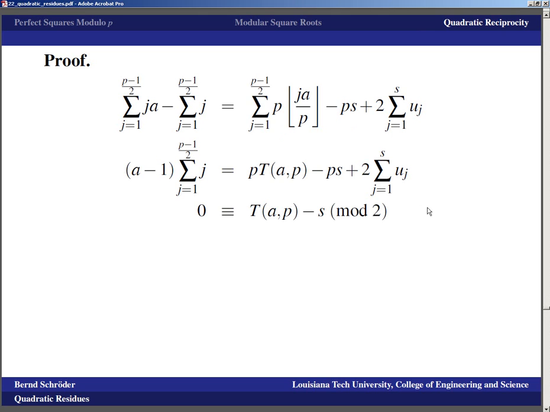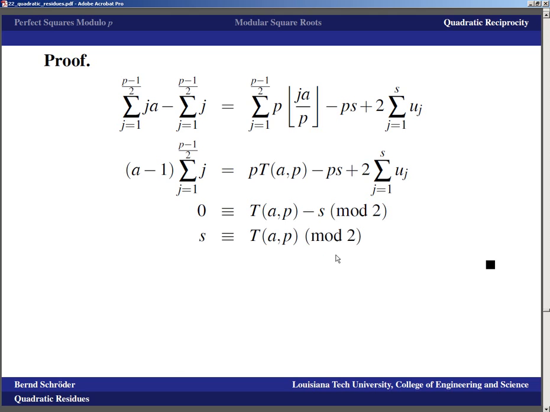And now we're going modulo 2, because remember, we demanded that A was odd. And so that means A minus 1 is even, and that means this left side is equivalent to 0 modulo 2. P is odd, so that means that P is equivalent to 1 modulo 2. That also means that PS is equivalent to S modulo 2, and 2 is equivalent to 0 modulo 2. So we're just ending up with TAP minus S is equivalent to 0. And that, of course, means that TAP is S modulo 2.